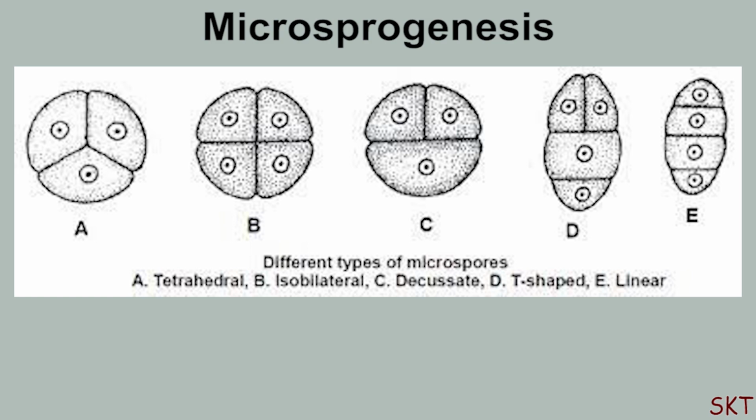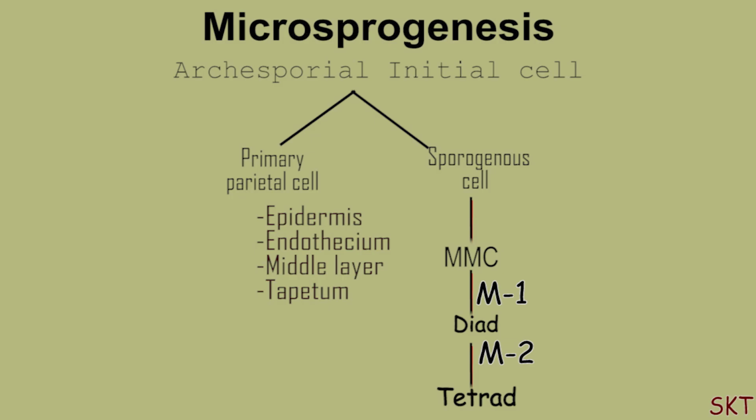So let me summarize this. The pollen grains are developed inside the anther. At the beginning, there will be an archisporial initial cell that divides to form primary parietal and sporogenous cells. The primary parietal cell produces the 4 outer layers, that is epidermis, endothecium, middle layer, and tapetum, whereas the sporogenous cell gives rise to the pollen grains.